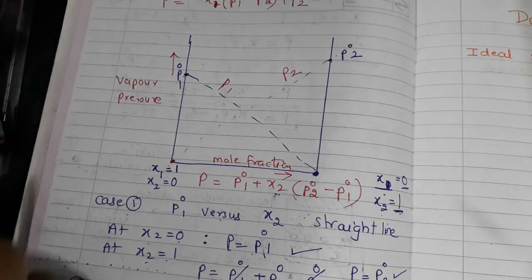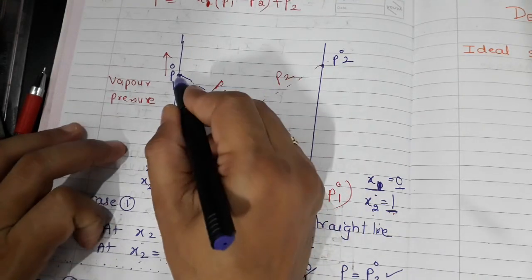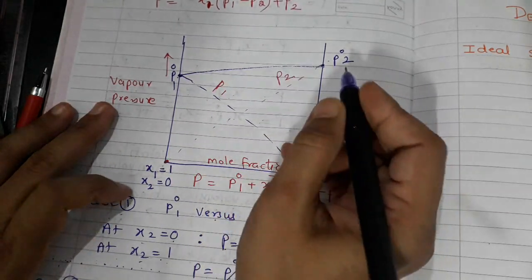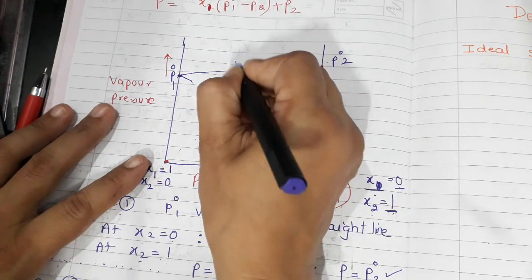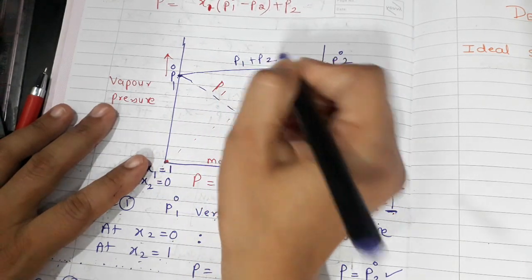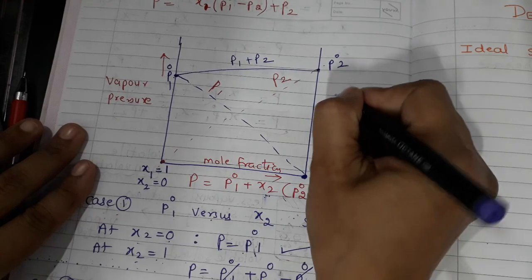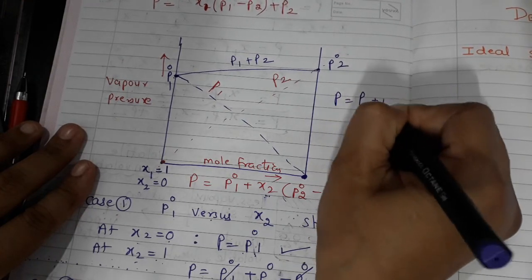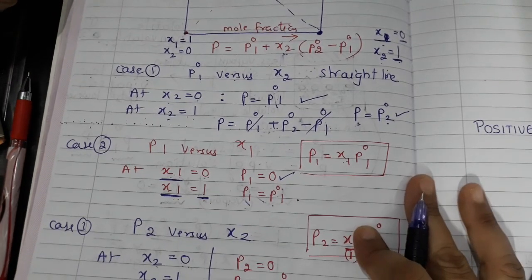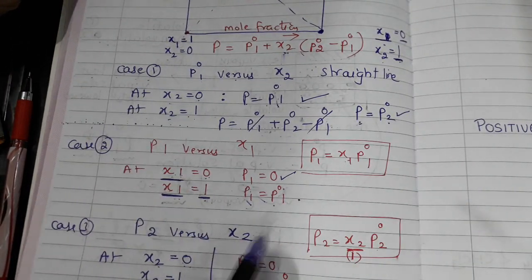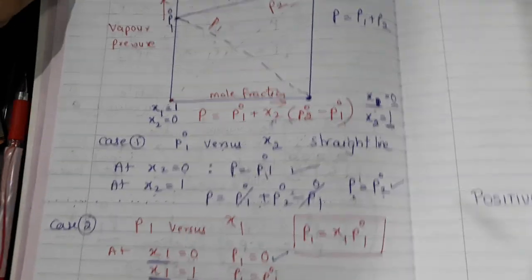Now students, because we are mixing two components, we say that this is actually P1 plus P2. So P is equal to P1 plus P2. In this way, including these three cases, we were able to get this type of graph.